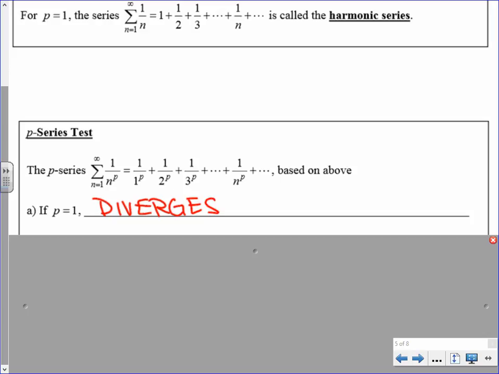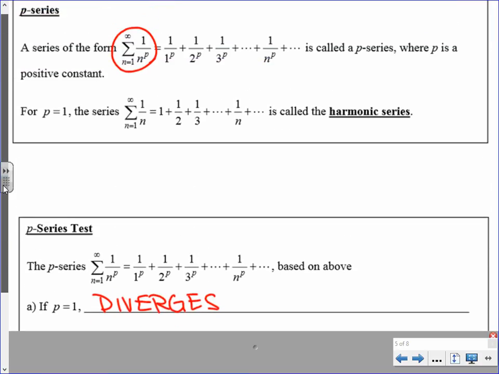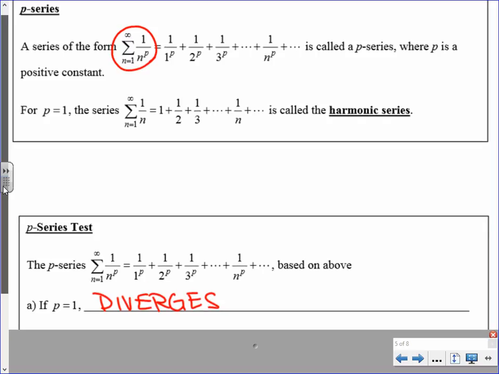We don't have to do the integral test. If you have P is 1 for your P series, all you have to say is diverges, P series because P is 1.